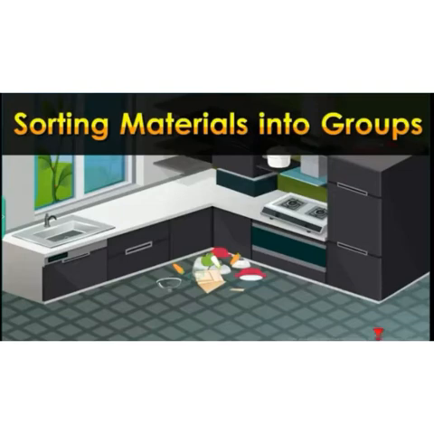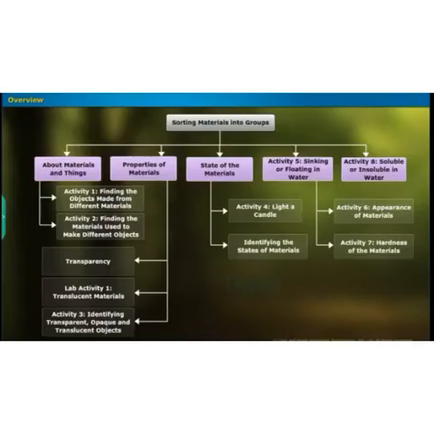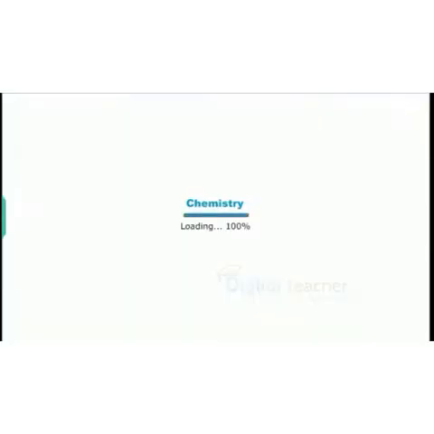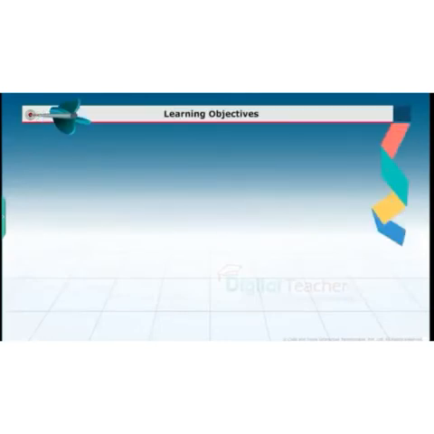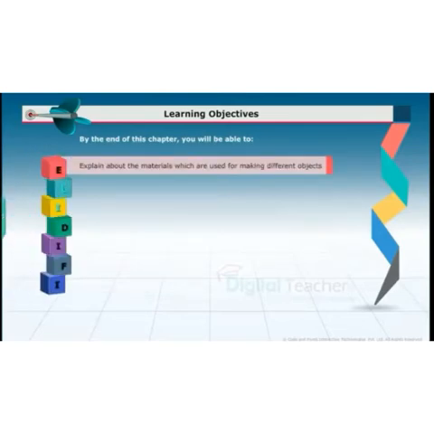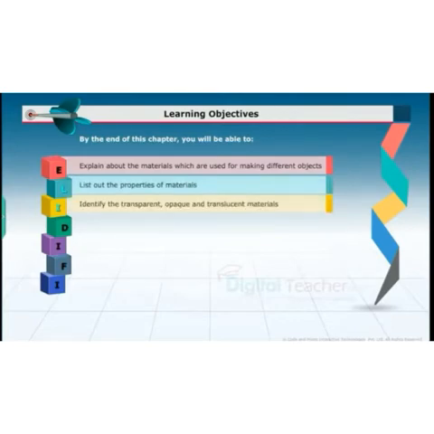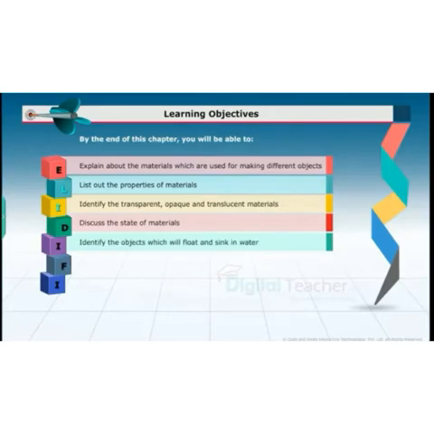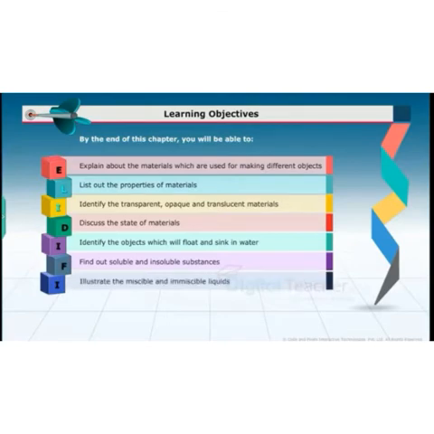So, students, this slide presents the overview of the chapter. Learning objectives. By the end of this chapter, you will be able to explain about the materials which are used for making different objects, list out the properties of the materials, identify the transparent, opaque, and translucent materials, discuss the state of materials, identify the objects which will float and sink in water, find out soluble and insoluble substances, illustrate the miscible and immiscible liquids.